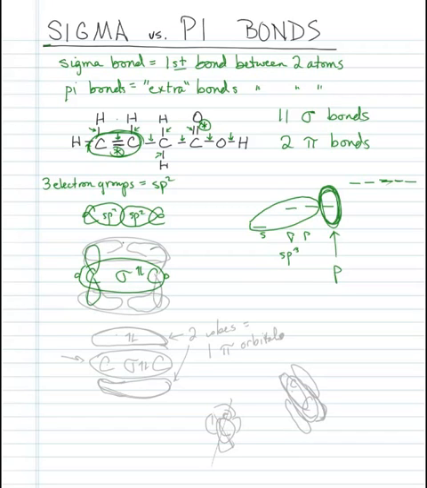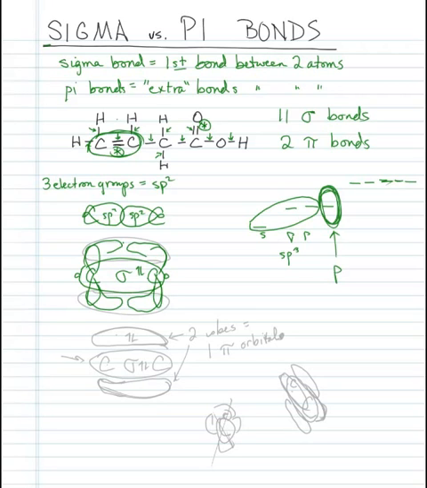So that's a cluttered drawing. Let me redraw that. We've got our sigma bond like this, and then I've got a pi orbital up here and a pi orbital up here. Sorry, lobe. This is one lobe. Okay, so 2 lobes equals 1 pi orbital. They are not 2 different orbitals. They are both part of the same orbital.